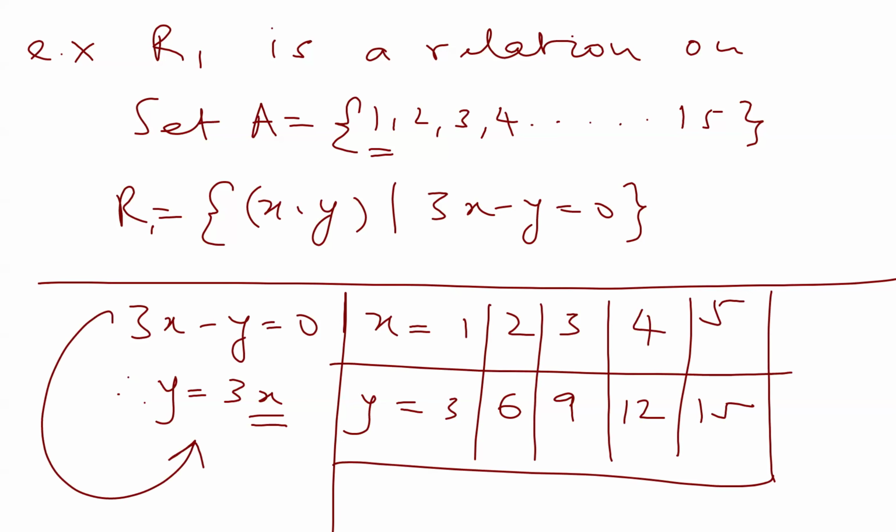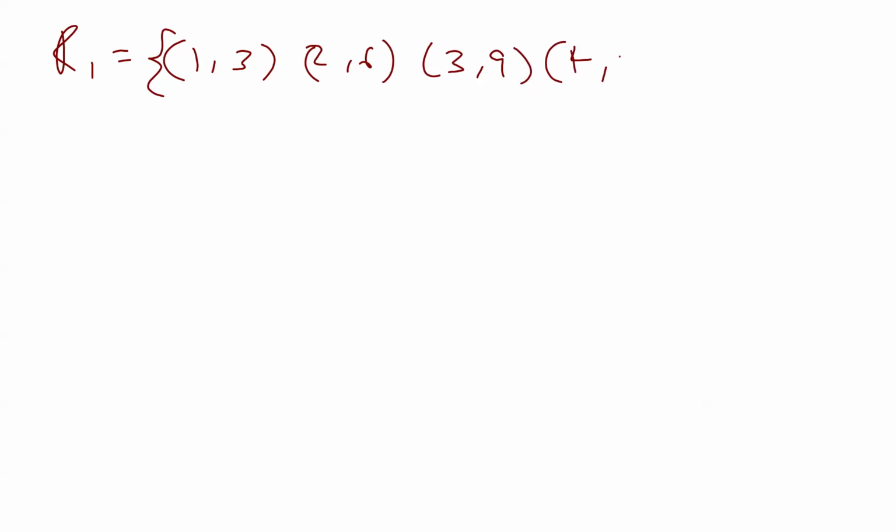So I'll just note down the ordered pairs on the next page. R1 has (1, 3), (2, 6), (3, 9), (4, 12), (5, 15).